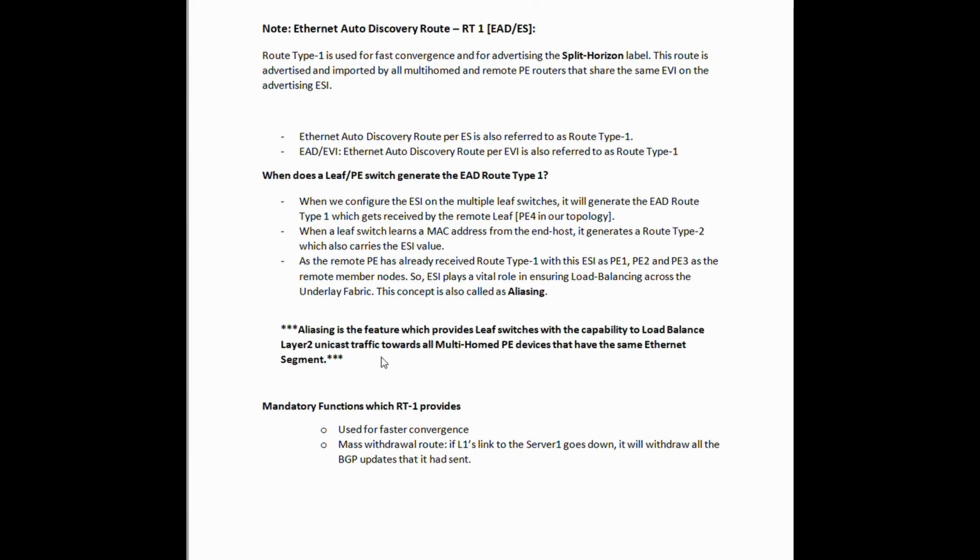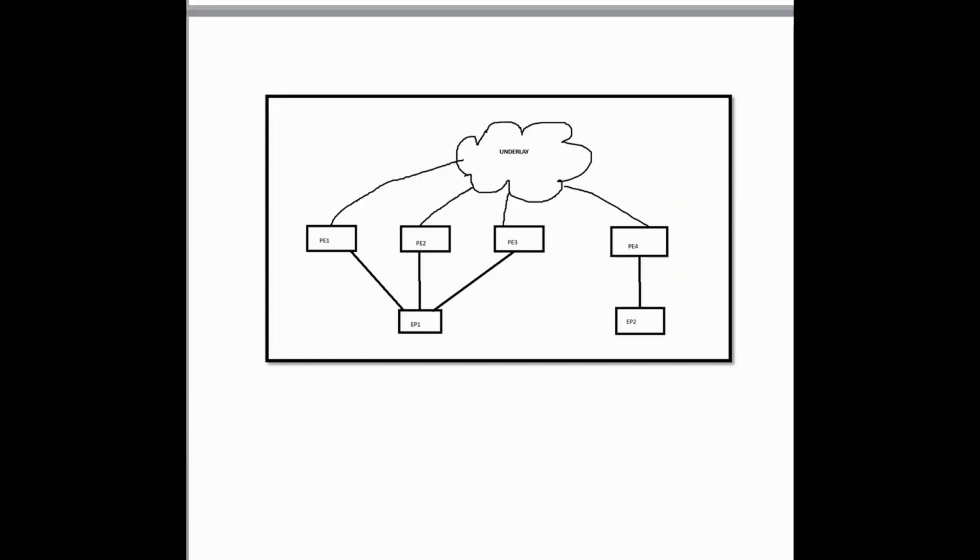So aliasing is the process or the feature that provides the leaf switches with the capability to load balance layer 2 unicast traffic towards all multi-homed PE devices that have the same Ethernet segment configured. Also, when you talk about Ethernet auto discovery route, there are two variations of it. We have an Ethernet auto discovery route per Ethernet segment, or we have an Ethernet auto discovery route per EVI, or per Ethernet virtual instance.